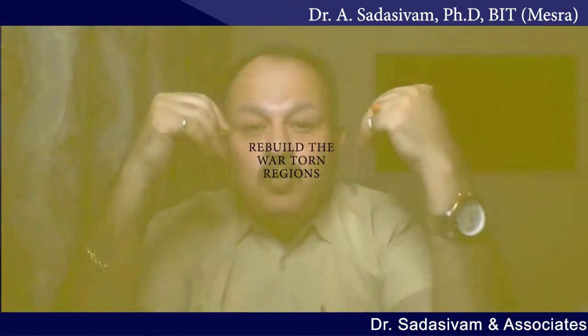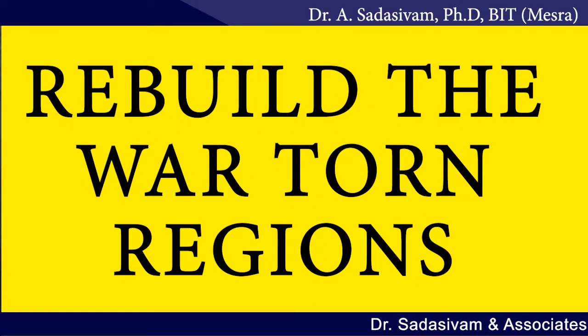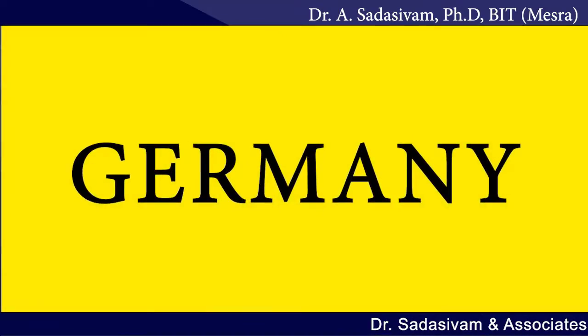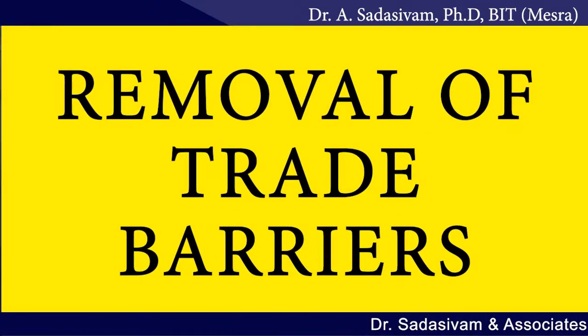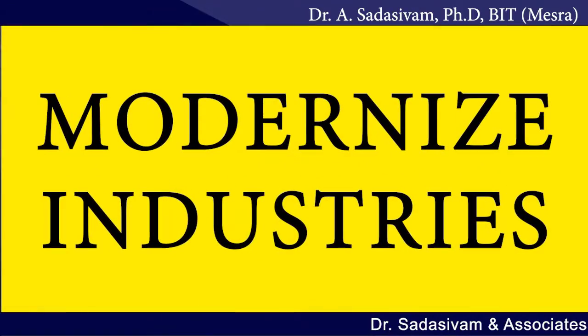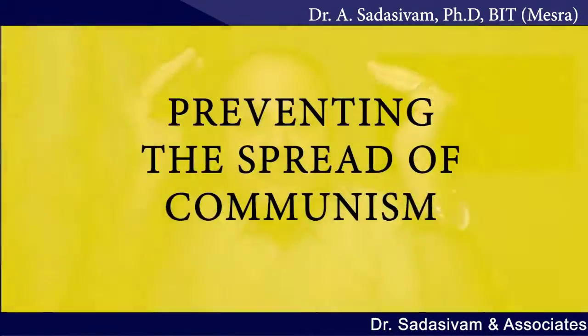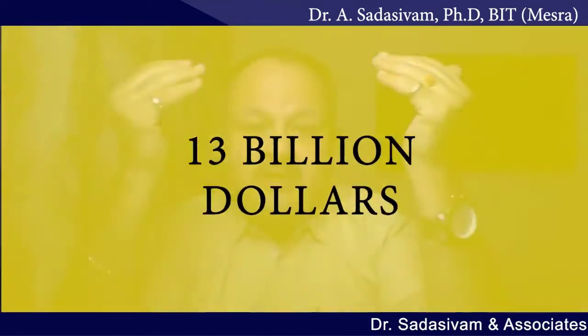There were four important objectives behind these loans, and one was to rebuild the war-torn regions in Europe, because most of those regions, your Germany, France, Spain, Portugal, Hungary, Poland, all these countries were affected because of the war, and they wanted to rebuild their economy, right? So one was removal of trade barriers, modernizing industries, but last but not least, preventing the spread of communism. That was one of the most important objectives of the United States in providing huge amounts of money, which is $13 billion during those days, and also to pull them out of the crisis as a result of the Second World War.